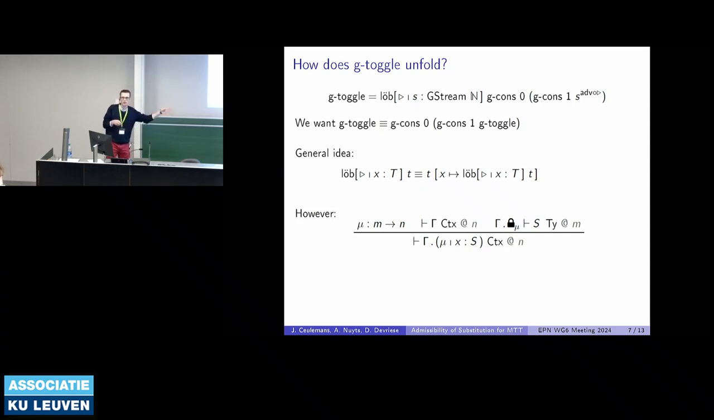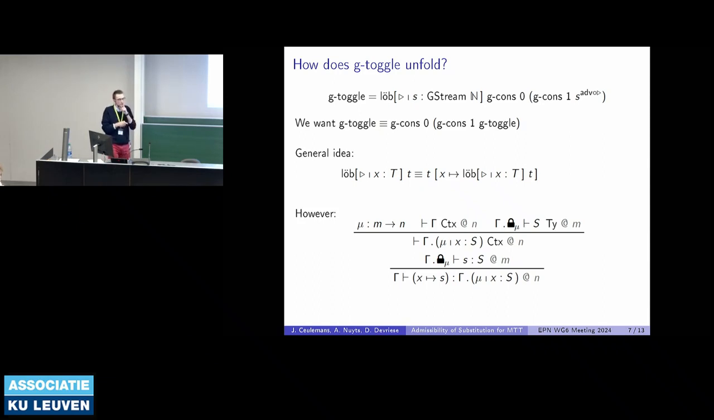And that mu here is essential, because that means that if we want to produce a substitution from gamma to gamma extended with x, by substituting x with some term s, then this term s should live in a locked context. That's the only way we can make sense of this. That's the only way everything lives at the right mode.